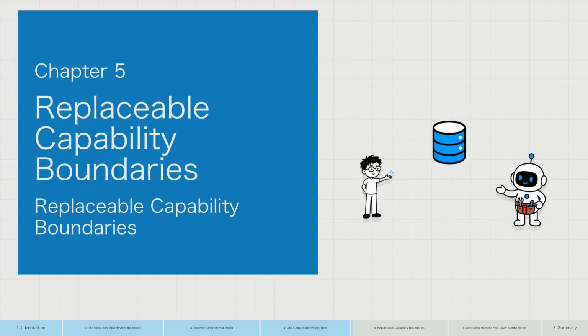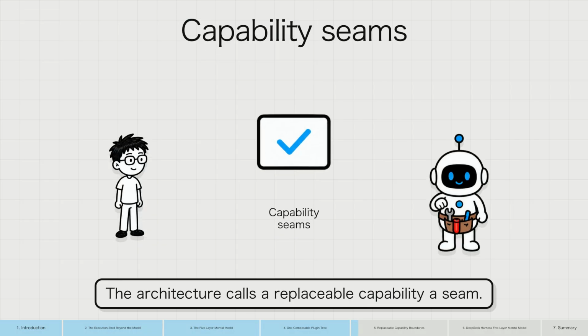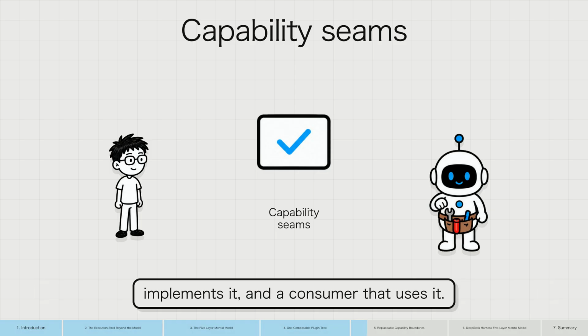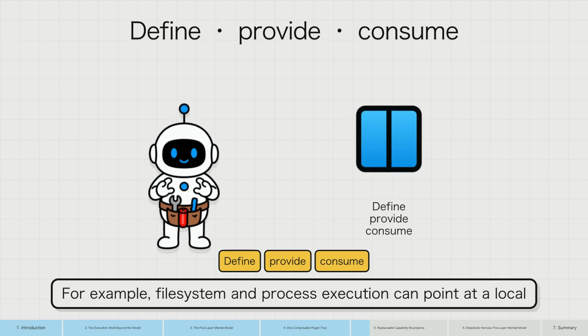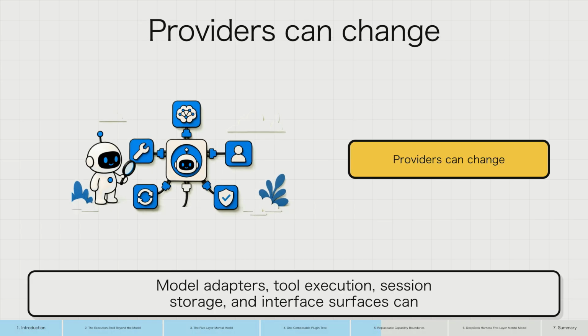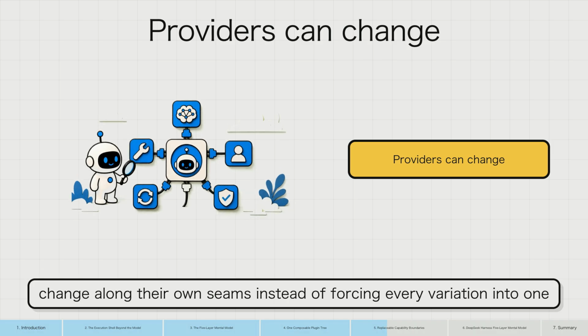Now focus on replaceability. So, plugin architecture means more than an app marketplace. The architecture calls a replaceable capability a seam. A complete seam normally includes a service definition, a provider that implements it, and a consumer that uses it. For example, file system and process execution can point at a local environment or another provider, while model-facing tools keep the same capability boundary. Model adapters, tool execution, session storage, and interface surfaces can change along their own seams instead of forcing every variation into one giant loop.